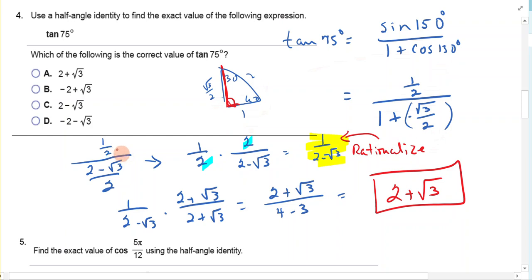So we have 1/2 over, I've already made that a one fraction, so 2 minus the square root of 3 over 2. We flip it and multiply. The 2's cancel out. We have 1 over 2 minus the square root of 3. We rationalize that by multiplying by the conjugate, and we get 2 plus the square root of 3 over 4 minus 3. So our final answer is here.